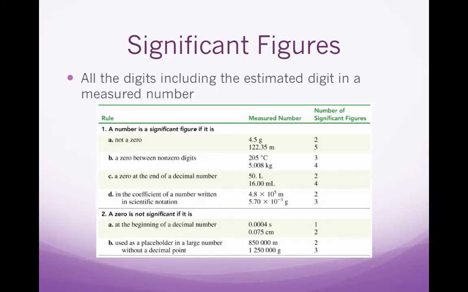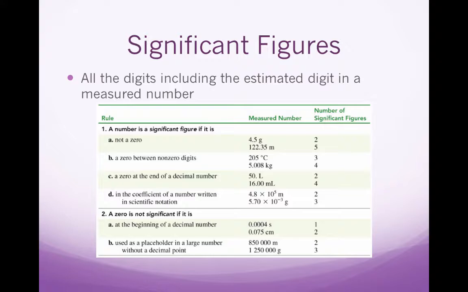Okay, so let's talk about significant figures now. Significant figures are all the digits, including the estimated digits in a measured number. So here are the rules. A number is a significant figure if it's not a zero. So any non-zero digit is significant. So in this measured number 4.5 grams, we have two significant figures.